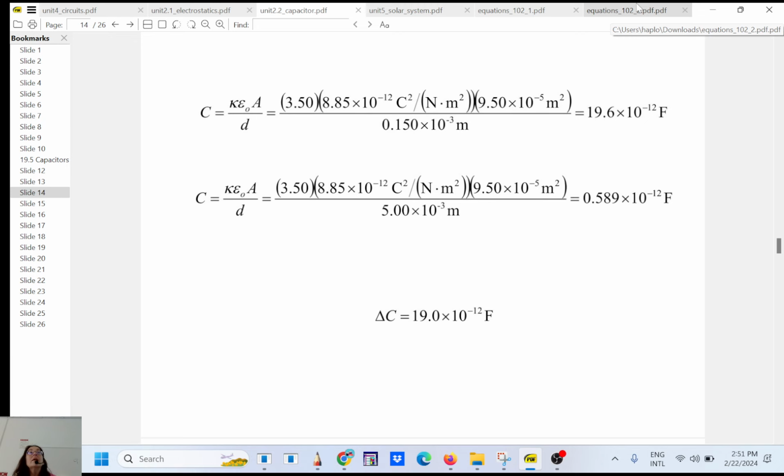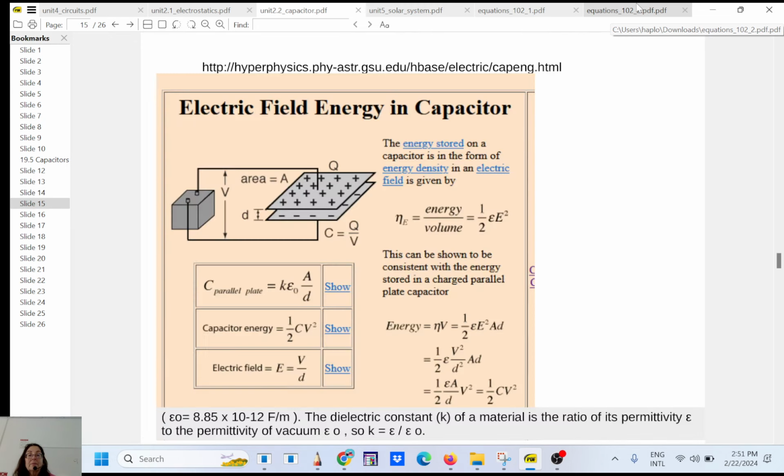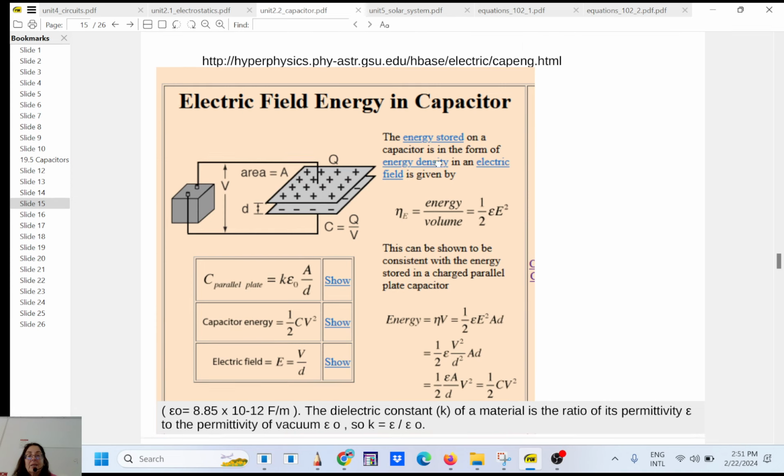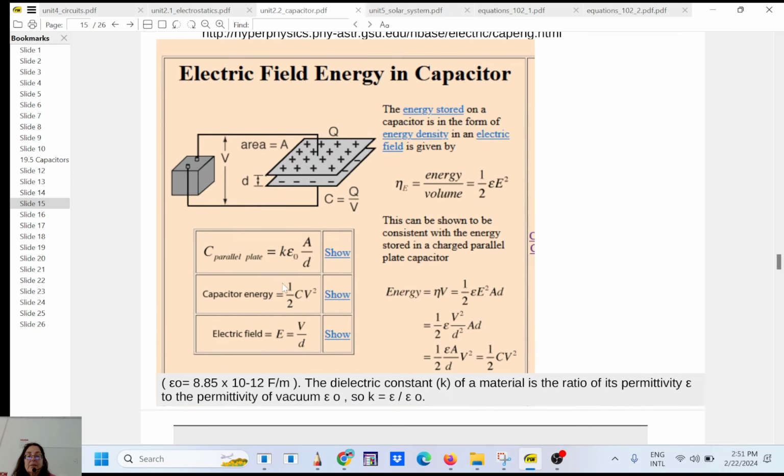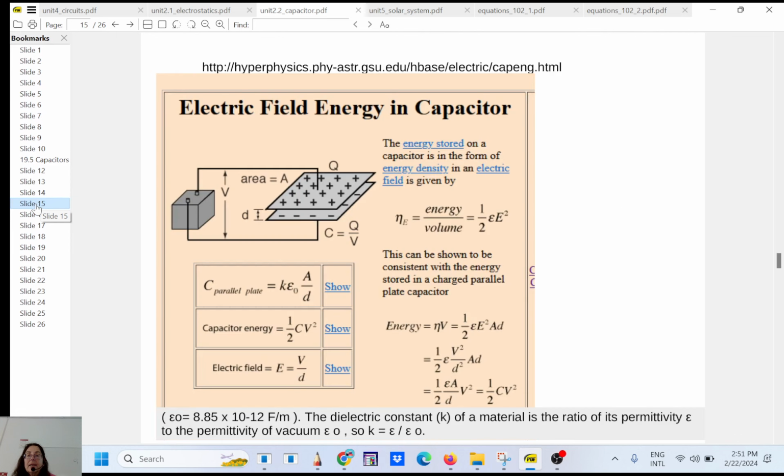So we are reviewing math at the same time. So here, by the way, you have other equations here. You can find the energy stored in an electric field between the plates of a capacitor, and remember that will be the electric field, voltage over distance. Is that clear?